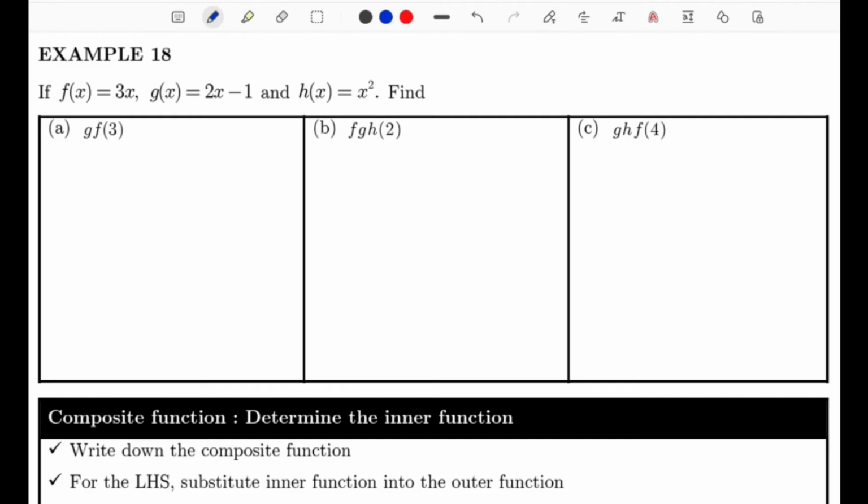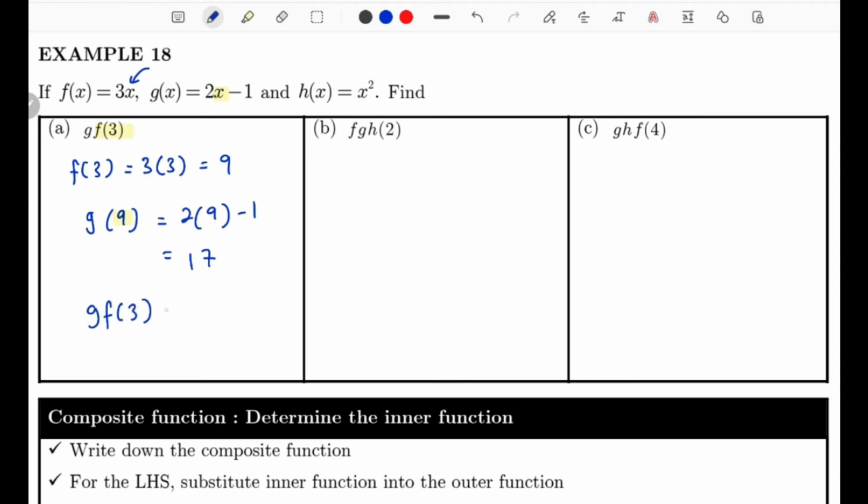Example 18. If f(x) equal to x, g(x) equal to 2x minus 1, and h(x) equal to x squared, find gf(3). So we need to find f(3) first. So f(3) is equal to, substitute 3 into the x. So it's going to be 9. And then we need to find g(9). So g(9) is just simply substitute 9 into g. So 2 times 9 minus 1, 17. So gf(3) is equal to 17.